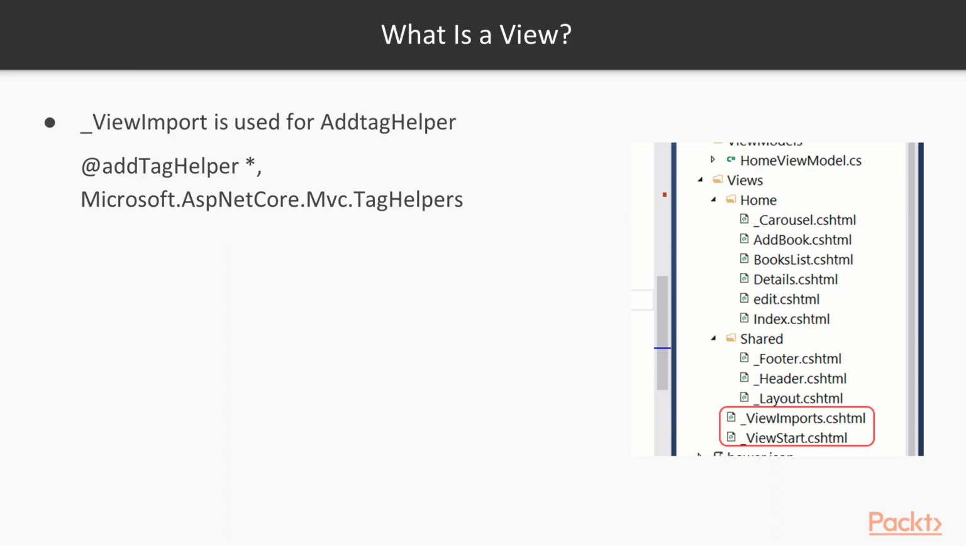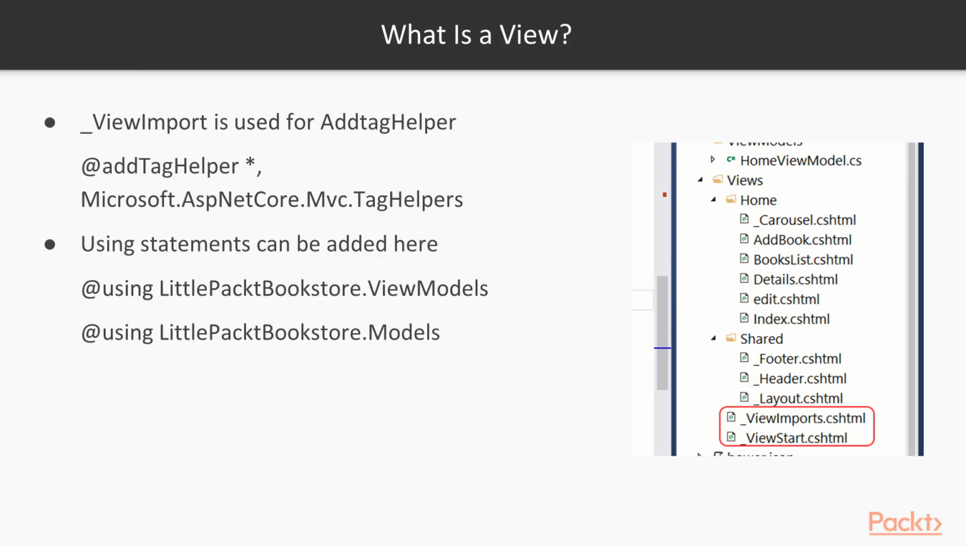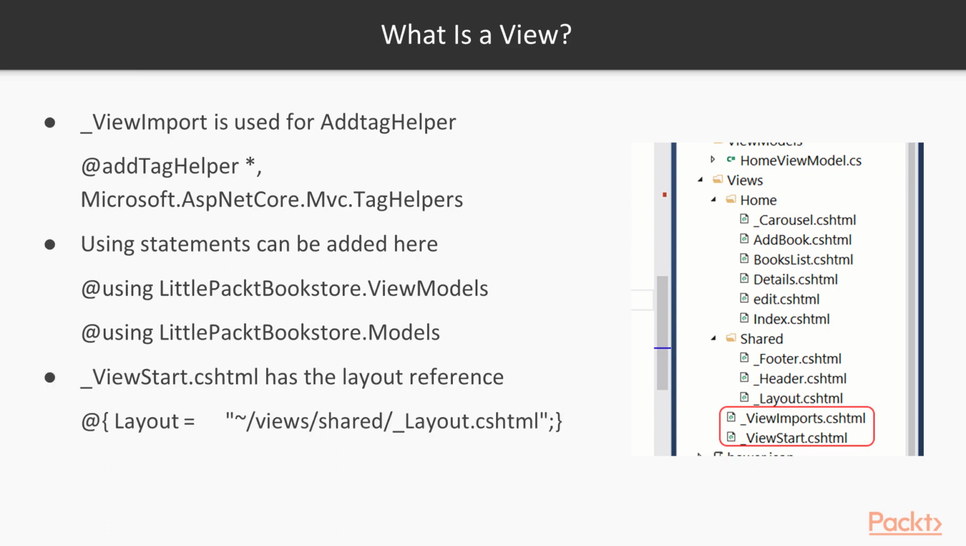_ViewImports is used to add tag helpers. Using statements can be added here, like the following statement. This helps us simply declare the model classes in our views without the fully qualified namespace. _ViewStart.cshtml has the layout reference. That means, unless otherwise specified, the _Layout.cshtml is the default layout for the whole site in this example.